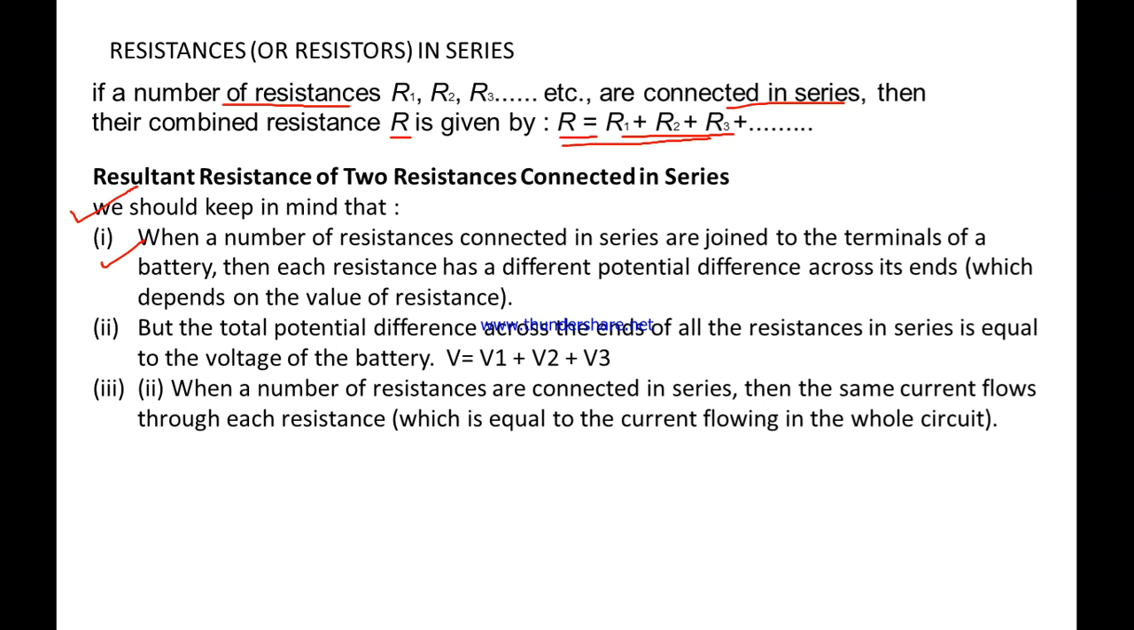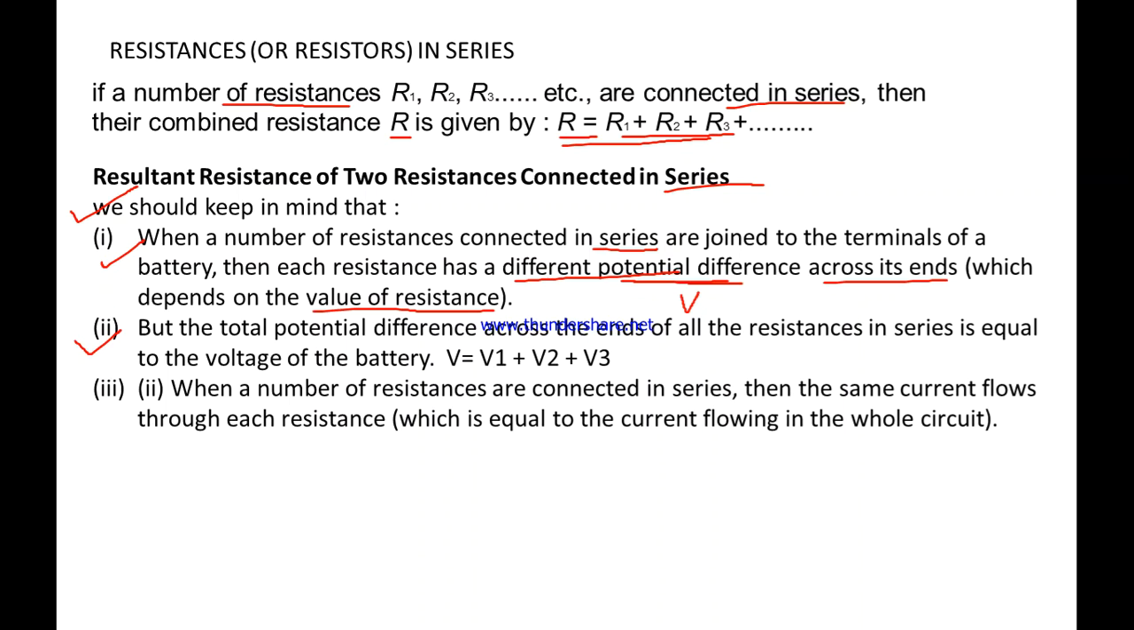When a number of resistances connected in series are joined to the terminals of a battery, each resistance has a different potential difference across its ends, which depends on the value of the resistance. So what it is telling is that if we have different resistances, R1 and R2, then each has a different potential difference. Potential difference means the energy spent in flowing a charge from one point to another. So according to the value of the resistance, there will be a different value of potential difference. But here we are talking about series.